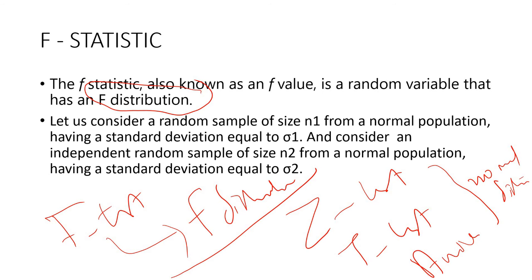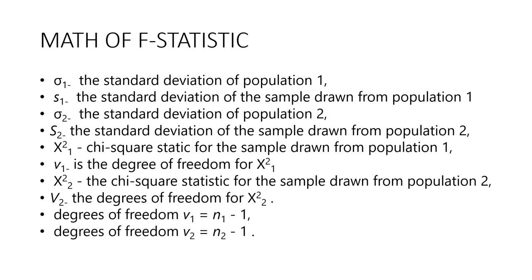Let us consider a random sample of size n1 from a normal population having a standard deviation equal to sigma 1, and consider an independent random sample of size n2 from a normal population having a standard deviation equal to sigma 2. This is the summary. I am going to give the mathematics of the F-test in terms of chi-square statistics.